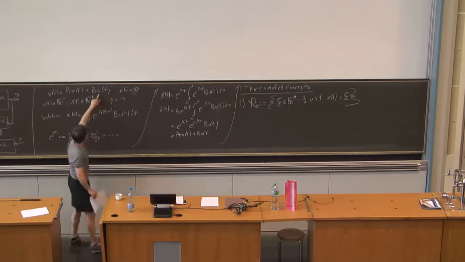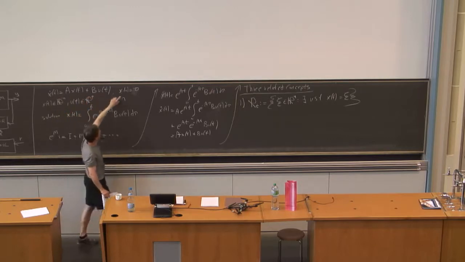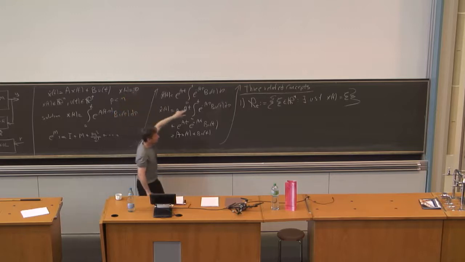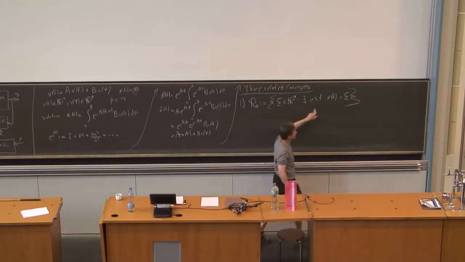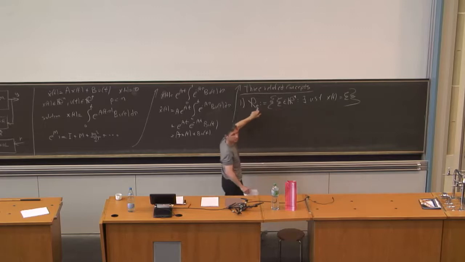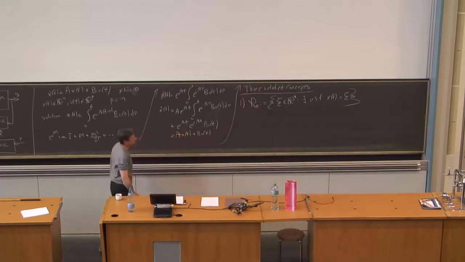And because this is a linear system and I'm starting at 0 initial state, it's very easy to see that this is a subspace of R^n. Okay.